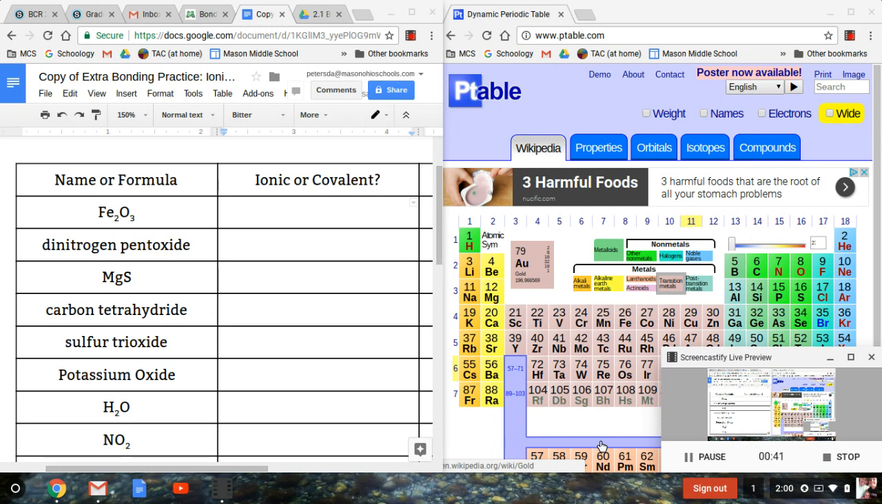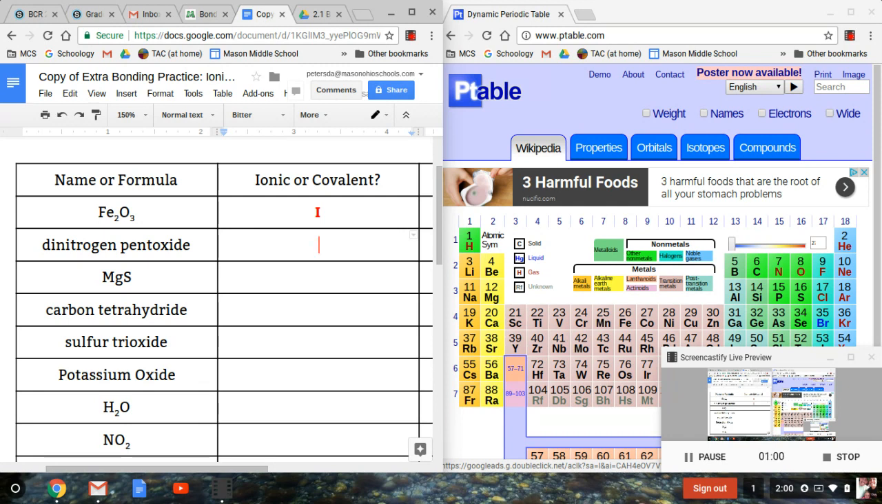So what we'll take a look at is a couple of examples and I'll walk through them. So we have Fe2O3. Okay, Fe is iron, which is definitely a metal. Oxygen, definitely nonmetal. So this is going to be ionic. And I'm just going to represent it with an I.